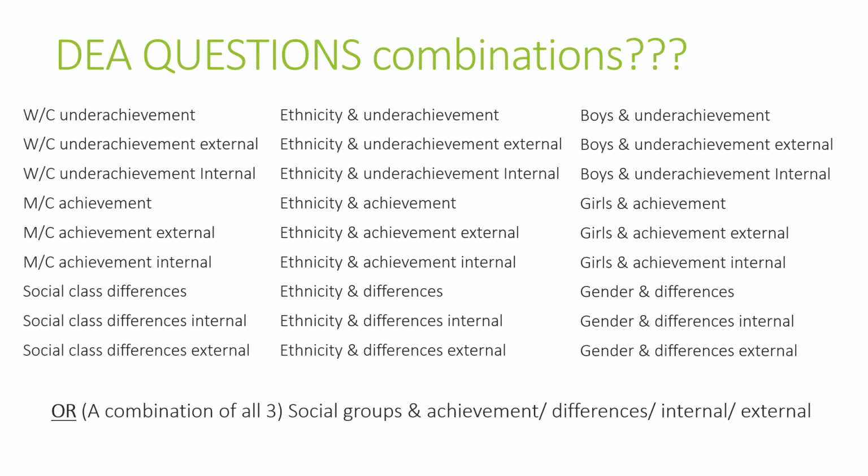Or you could get a question just asking for social class differences. So you've got to cover the difference between working and middle class, in and out. Or it might just be specific as in and out, but both social classes. And you can see this pattern repeat. So ethnicity, underachievement, is it external? Is it internal? What is achievement? So you've got to cover quite a lot there.